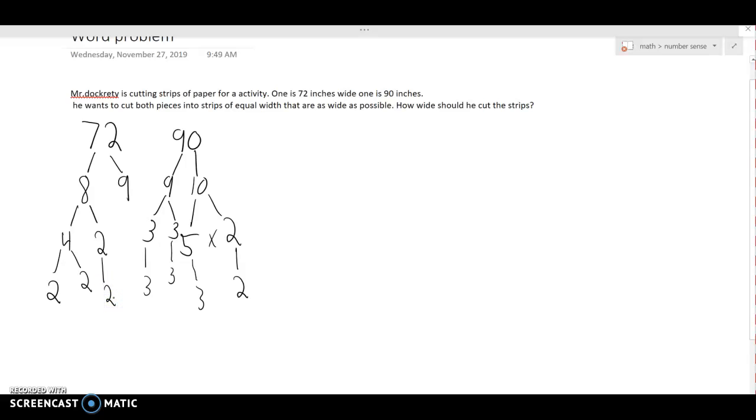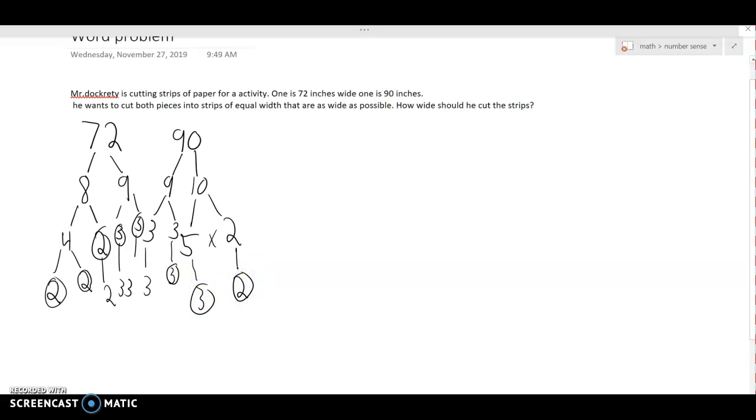And then we do 9. 9 divided by 3 equals 3. And then we just put down the 3's, or you could circle them if you would like instead. And then circle all the prime numbers.